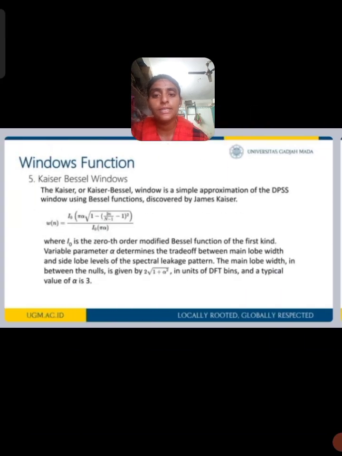The next window is the Kaiser-Bessel window. The Kaiser-Bessel window is a simple approximation of the DPSS window using the Bessel function, discovered by James Kaiser. The formula involves the square root of 1 minus (2n by N minus 1) whole squared. This is the Kaiser-Bessel formula.